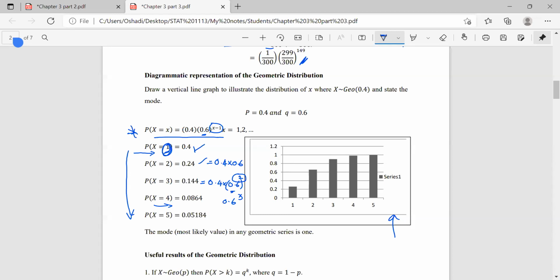Those values are always multiplied by p, the probability of success, 0.4, for the same value. So when x increases, the probability decreases. So the maximum probability is always when the first success occurs in the first try. So the mode in any geometric series is 1.